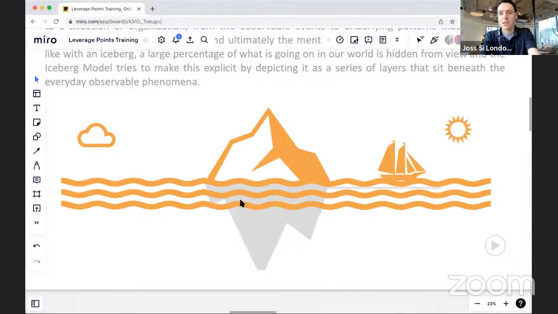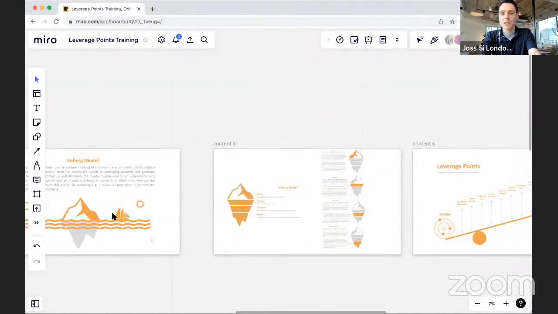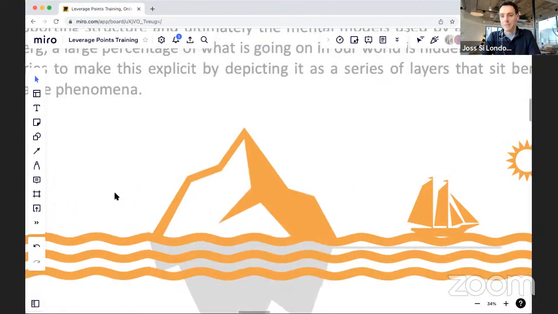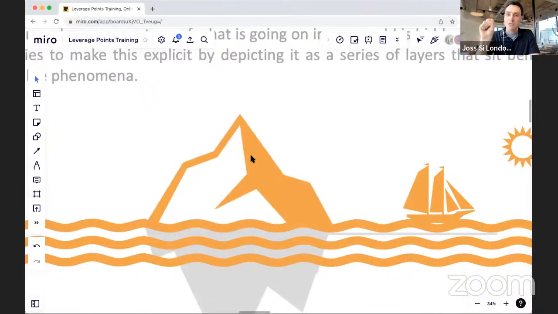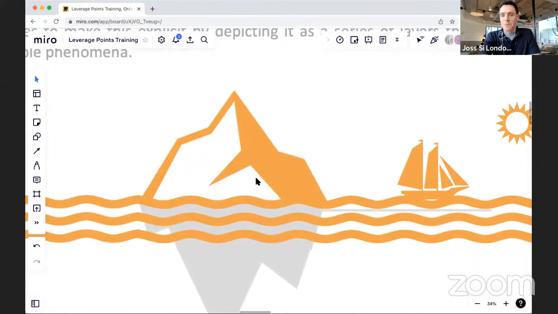It's the idea that what we see in the world, this stuff above the waterline here, is just the events. The everyday events that we see going on in the world, those snapshots, you know, the price of oil going up, or a dictator falling, or whatever it is, an oil spill or something like this. It's just this stuff above the water that we see. And this is the event level.